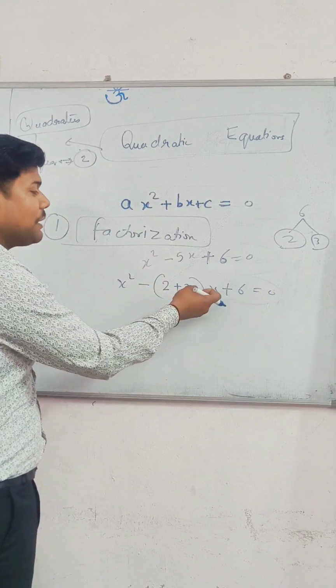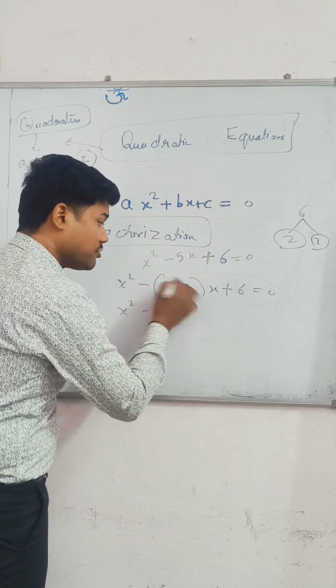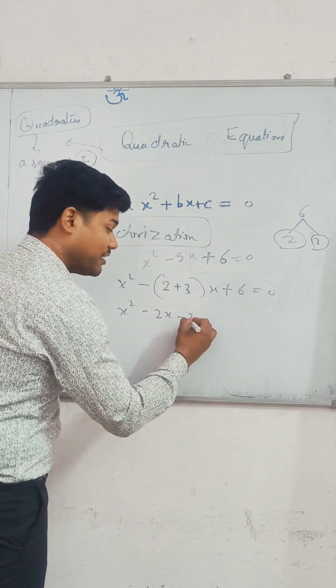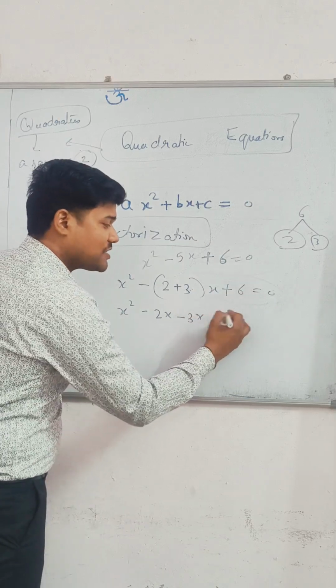Now what will you do? You will multiply the x into the bracket. Now x square minus 2x. This minus I will multiply by 3, that is minus 3, and this x will also multiply. You know how to solve the equation? 3x, plus the 6 is equal to 0.